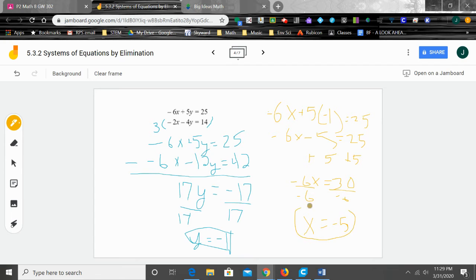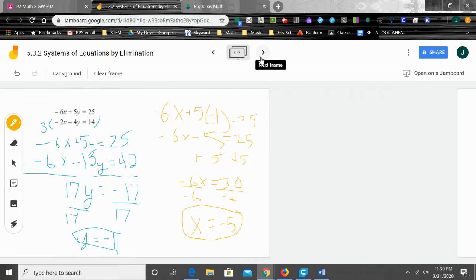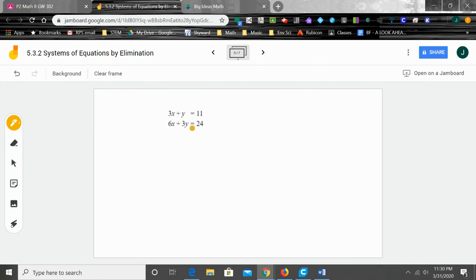Okay. So just in a quick review, we didn't really do too much different than what we did last time. It's just that we needed to get the coefficients of one of the variables to be the same. How do we do that? We multiply the entire equation by a number. Now we can do it to both depending on what it is. We'll see that in the future. Okay, so now let's look at this one.